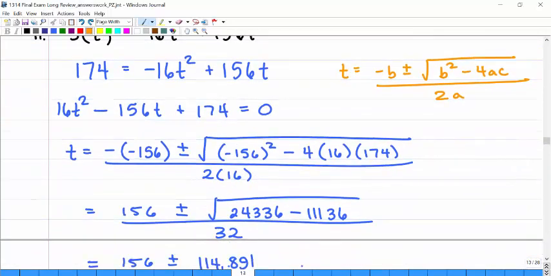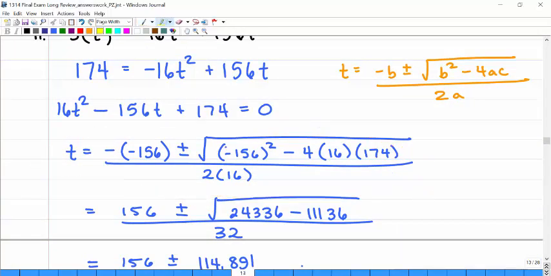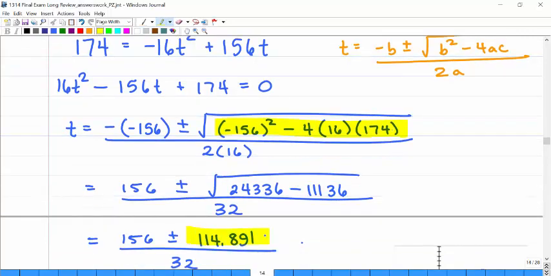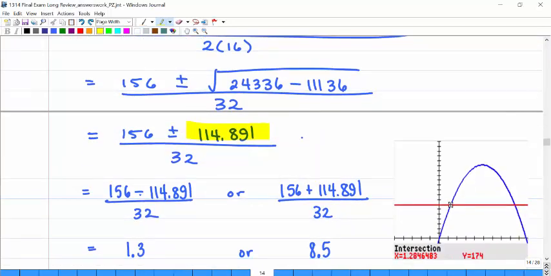For time's sake, I've already written that out here. I plugged a, b, and c in. Then I simplified here. Negative 156 quantity squared minus 4 times 16 times 174 is approximately equal to 114.891. Okay, from here, I have 156 plus 114.891 over 32, and I get 8.5. I can also do 156 minus 114.891 over 32, and I get 1.3.